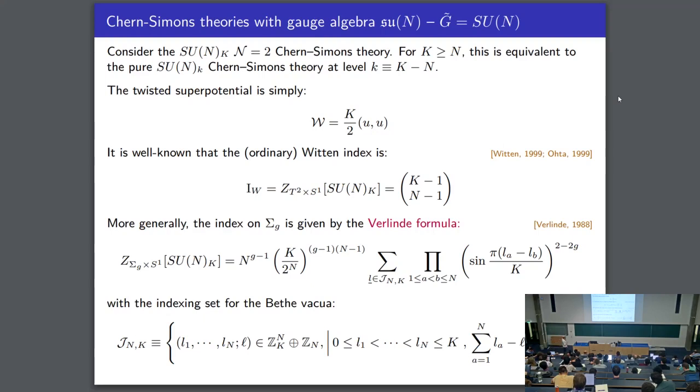You can compute the T2 index. It's given famously by the Verlinde formula. So for the people who were doing string theory in the 80s, some of you, no offense, probably done Wess-Zumino-Witten models and stuff like that. So this is the number of conformal blocks on Sigma_g for the Wess-Zumino-Witten model at level K.